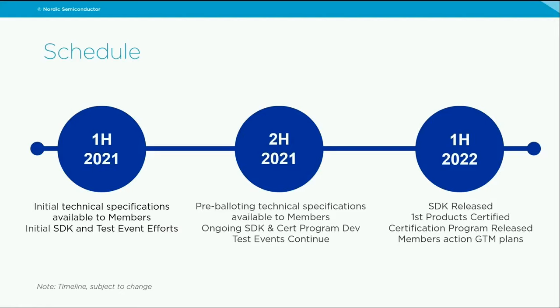for pre-balloting purposes. So it means that it is expected to have a complete specification, which can then be judged by project members before they vote if the specification should be transferred to version 1.0. There is also an ongoing SDK and certification program effort, and test events continue throughout the second half of this year.